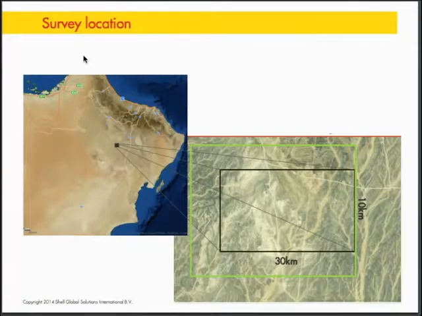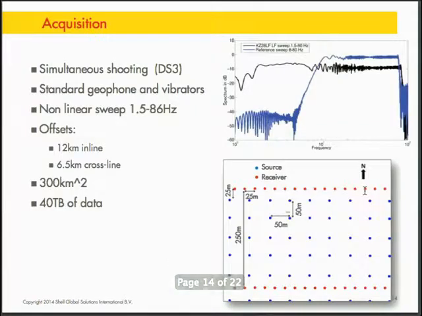The second example I want to touch on is a land example. It is a survey that was carried out in Oman, so I take a part of it, and I will show you some of the results. Here it's a 30 by 10 kilometer area. But let's first discuss the acquisition. As I mentioned, we wanted to record between 1.5 and 86 Hertz, but we wanted to do that in a cost-efficient manner. And the current acquisition in Oman takes years.